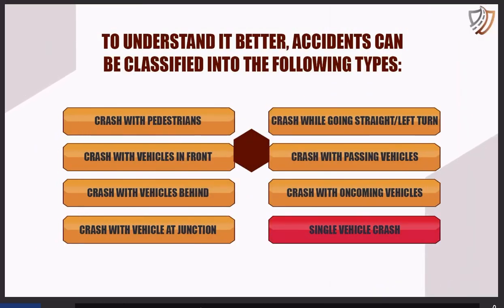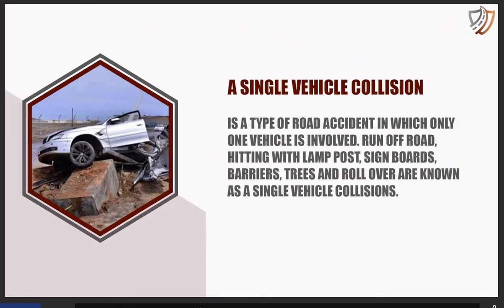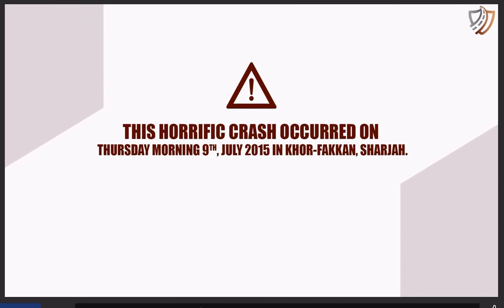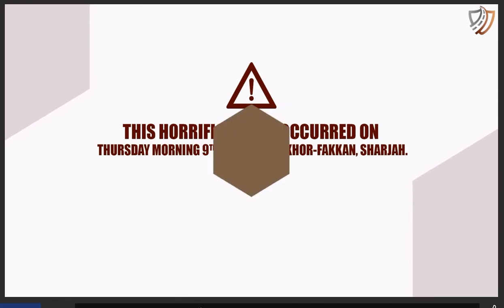Single vehicle crash. A single vehicle collision is a type of road accident in which only one vehicle is involved. Run-off road, hitting with lamp post, signboards, barriers, trees and rollover are known as a single vehicle collision. This horrific crash occurred on Thursday morning, the 9th of July 2015 in Khor Fakkan, Sharjah.